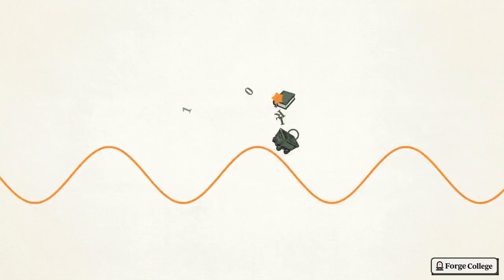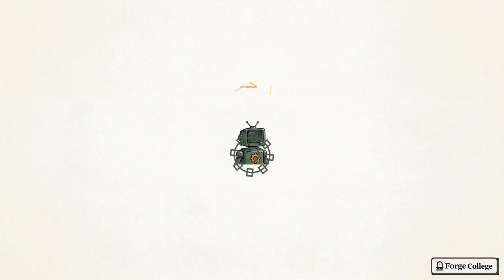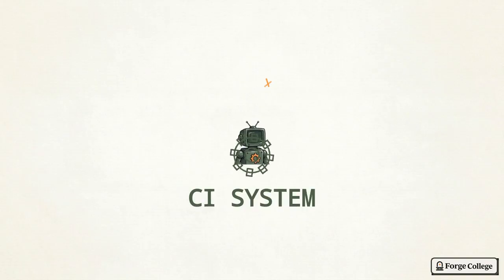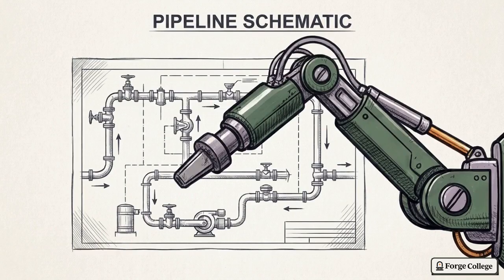The fix for this is an automated launch computer. Developers call this a continuous integration, or CI, system. It is a tireless robot that executes your exact instructions flawlessly, every single time. As the blueprint here shows, today we are assembling a deployment pipeline for CI.